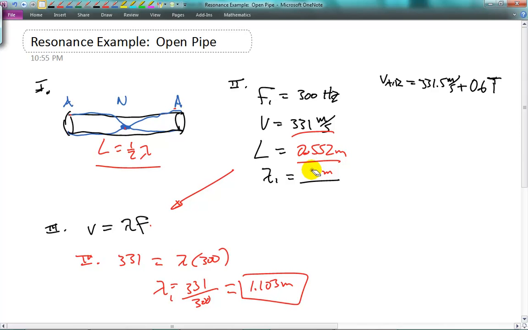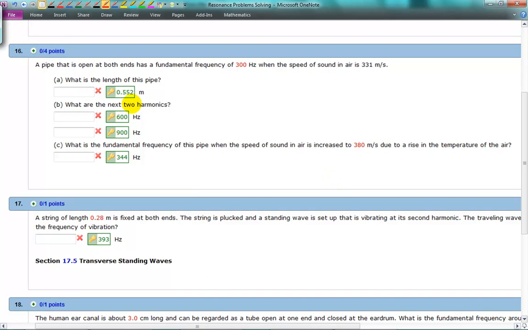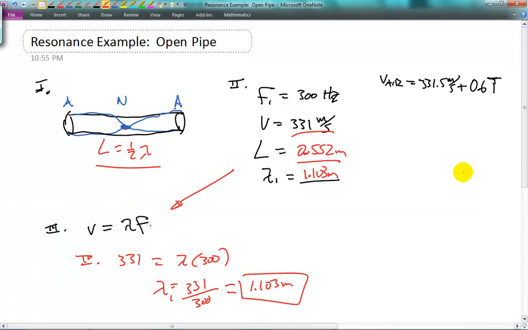And let me just go ahead and substitute in what we just solved for there, 1.103 meters. Next, we need to find the next two harmonics, and then the fundamental frequency when the temperature increases. So let's find the next two harmonics. If we know F1, then we just need to find, in this case, F2 and F3. Okay? So F2 would be the second easiest way we can shake this pipe here.